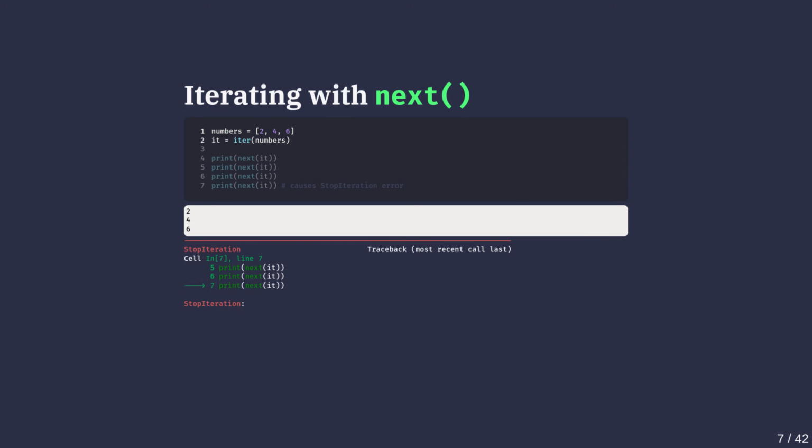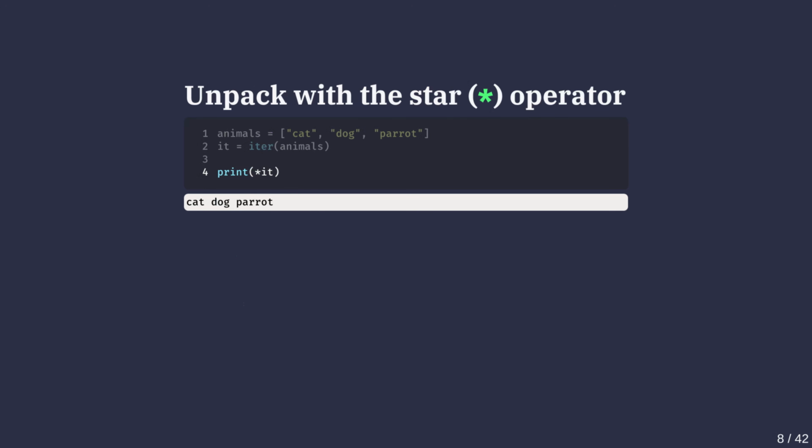Let's look at another example. Here we are iterating over a list of numbers. Each next call gives us the next value. Once all items are consumed, Python raises a StopIteration error. Instead of calling next repeatedly, we can unpack all elements at once with the star operator. This will print everything in the iterator. But keep in mind that once all values are consumed, the iterator is empty, and we'll need to create a new one if we want to use it again.